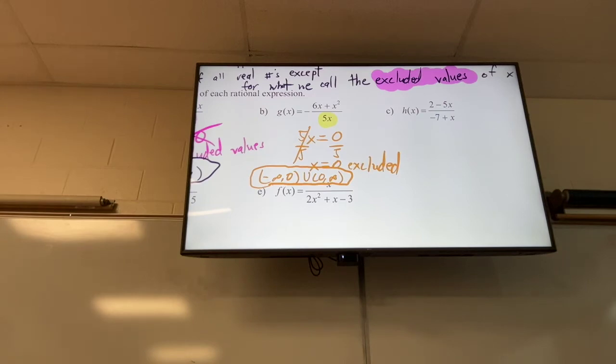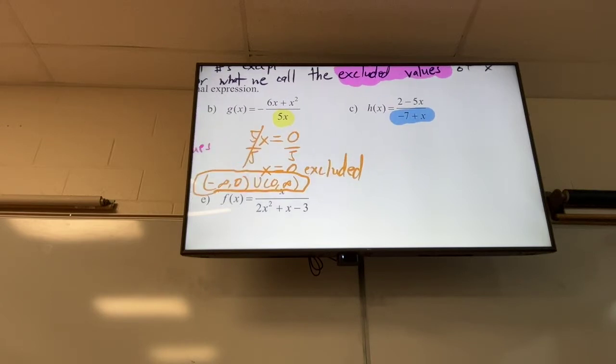Part C. Okay, negative 7. I'm going to take the denominator. Again, I'm finding my excluded values. Take the denominator, write it equal to 0. Solve for x.